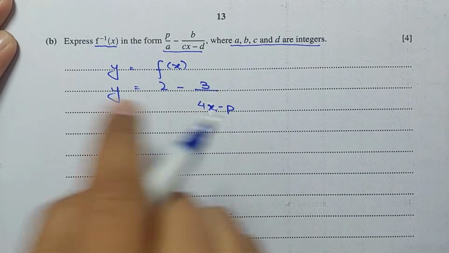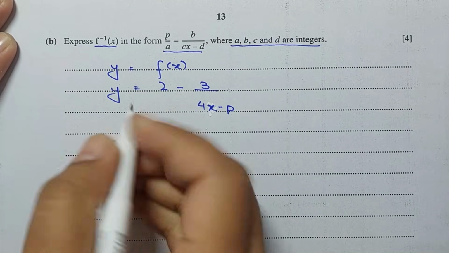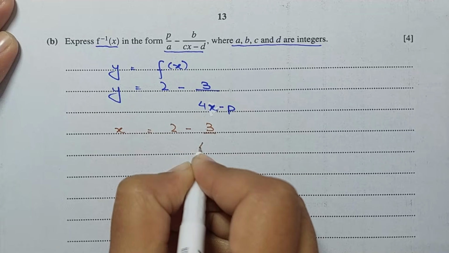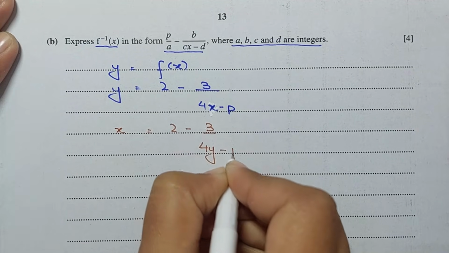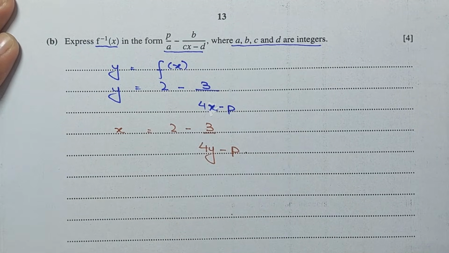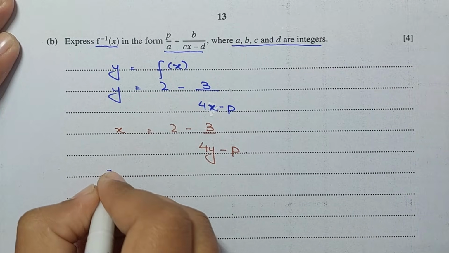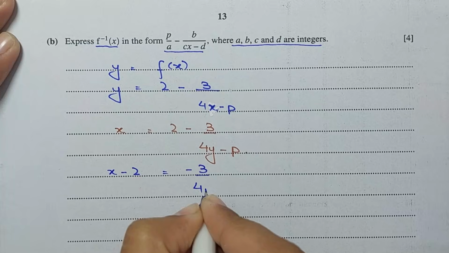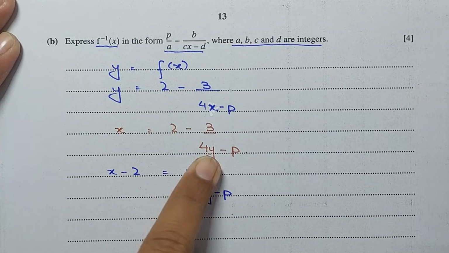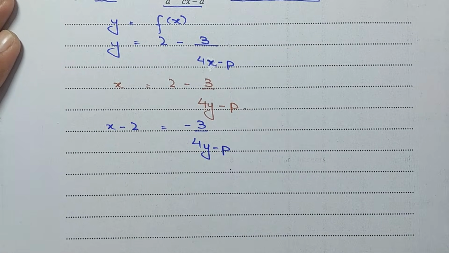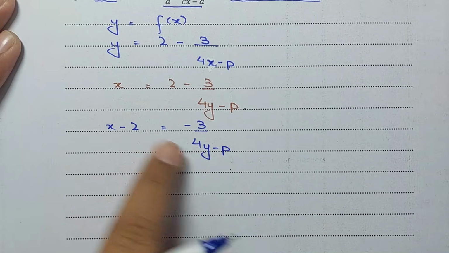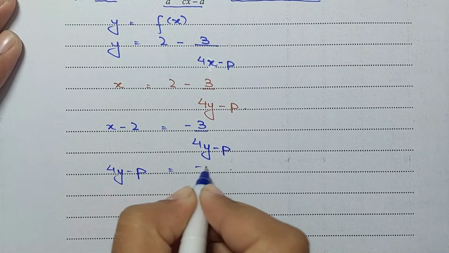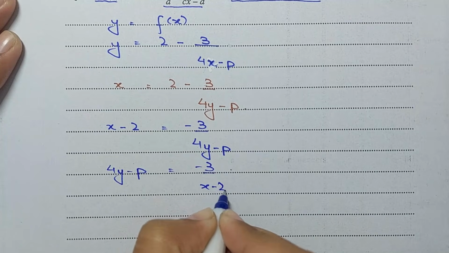Okay, when you put y equals f of x, the next step is to switch the variables. y switches with x: x equals 2 minus 3 over (4y minus p). Now the next step is to solve for this y. So x minus 2 would be equal to negative 3 over (4y minus p). What I did was shift 2 to the other side, negative 2. Now switch the positions, because we're solving for y, so x minus 2 goes in the denominator.